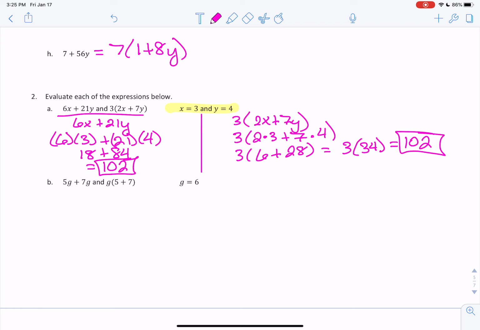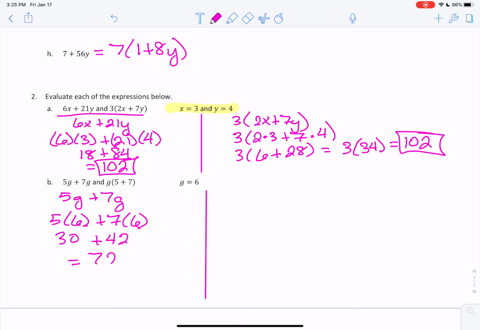All right, welcome back. So I'm going to go ahead and do B and C so you can see if you did them correctly. I'm first dividing the sections in 2 for both sides. So for the first side, we have 5g plus 7g, which is going to give us 5 times 6 plus 7 times 6, which is 30 plus 42, which equals 72.